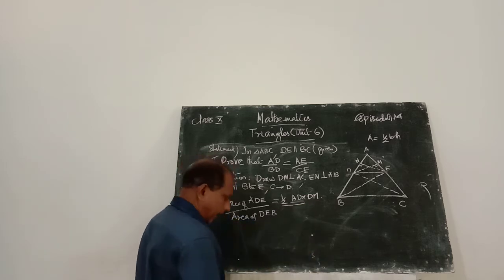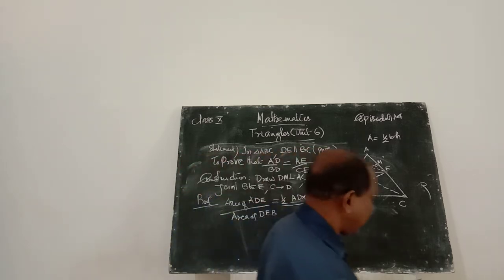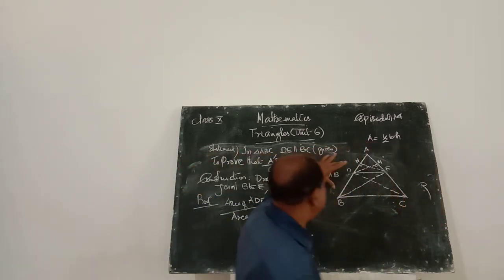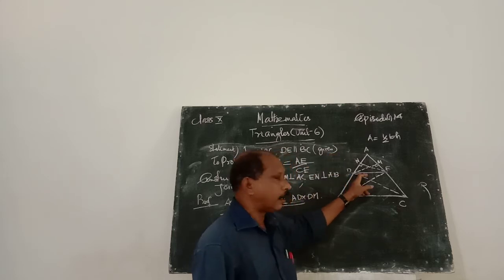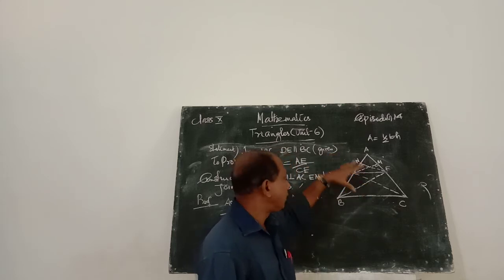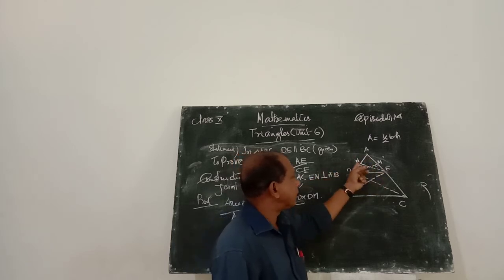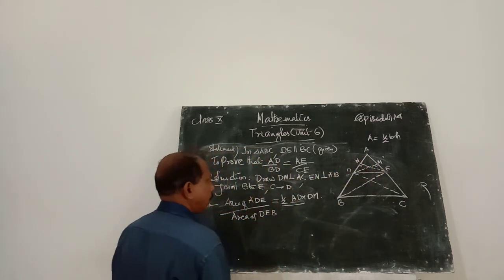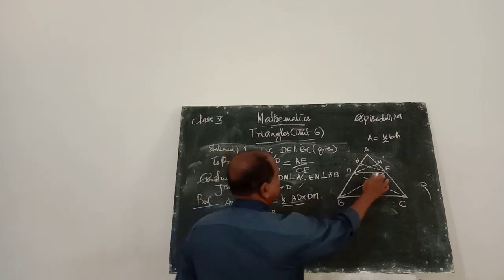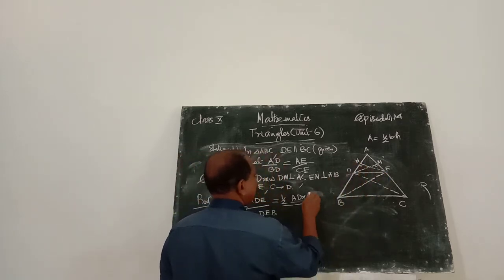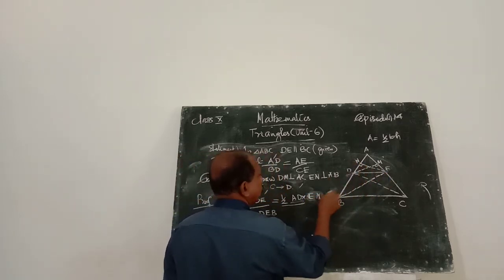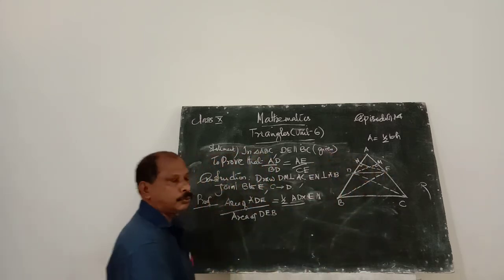By area of triangle DBE, that means the base. That is an obtuse triangle because this angle is greater than 90. Therefore, BD is the base, and EN is the altitude.